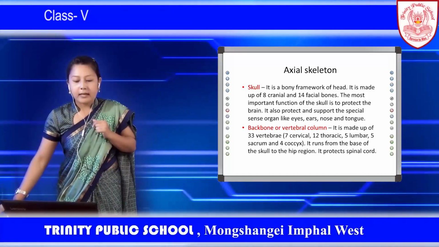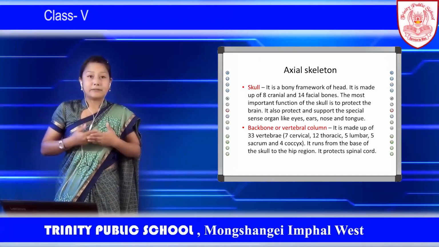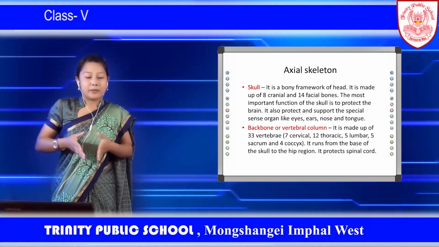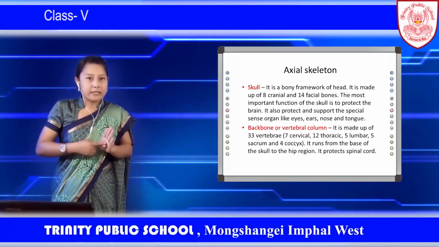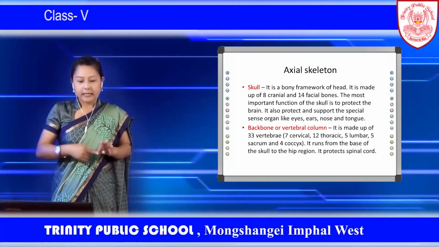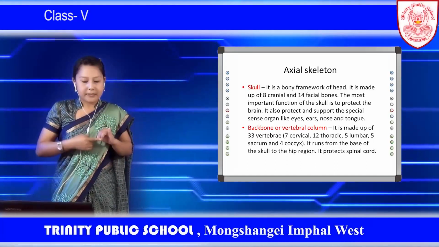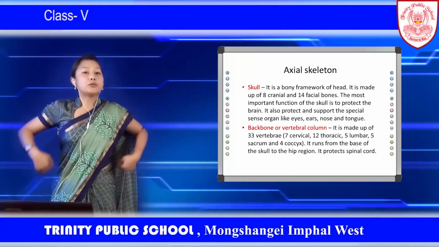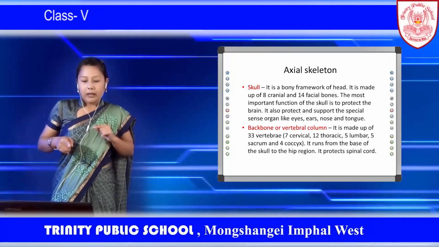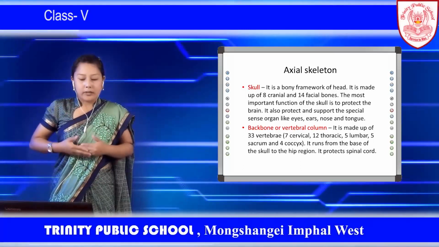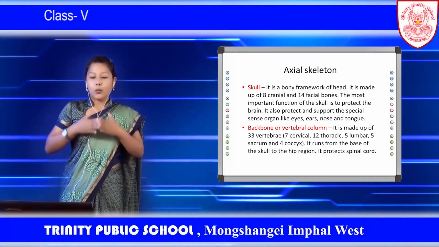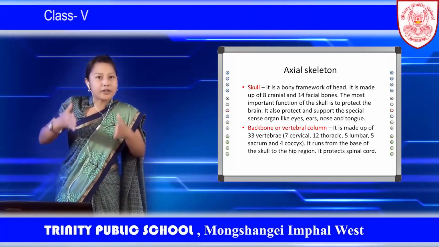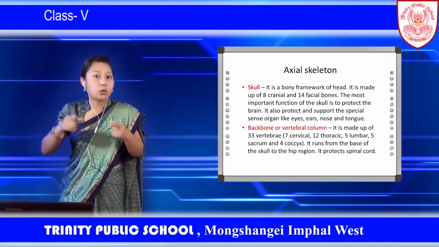And the second one is the backbone or vertebral column. It is made up of 33 vertebrae, which includes 7 cervical, 12 thoracic, 5 lumbar, 5 sacrum and 4 coccyx. It runs from the base of the skull up to the hip region. So it protects our spinal cord. If a question asks you what is the function of this backbone, then you should answer like this. Its function is to protect the spinal cord.